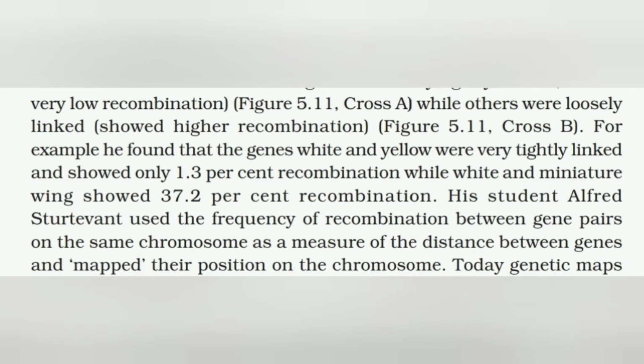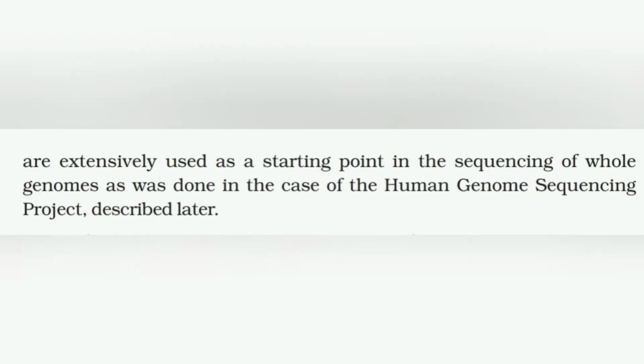His student Alfred Sturtevant used the frequency of recombination between gene pairs on the same chromosome as a measure of the distance between the genes and mapped their position on the chromosomes. Today, genetic maps are extensively used as a starting point in the sequencing of whole genomes, as was done in the case of the human genome sequencing project described later.